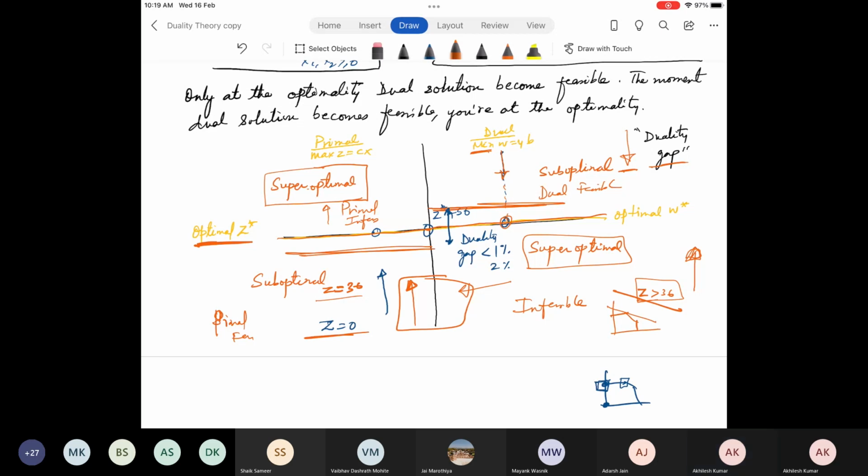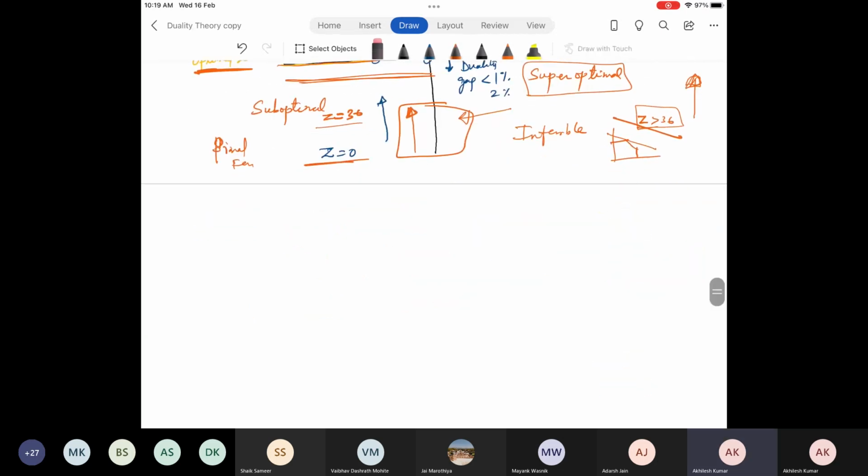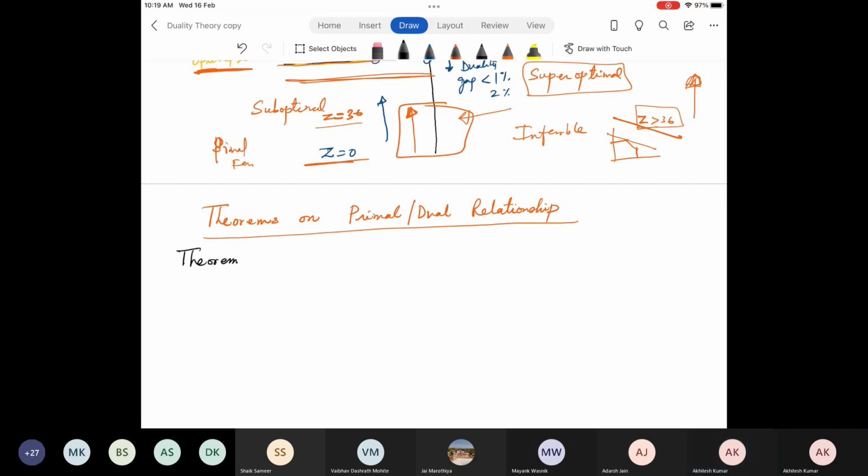Now I will tell you theorems on primal dual relationship. They are very important. As I said, they are of a lot of interest when we are trying to solve a large scale problem. So the first one, theorem 1, is called the weak duality theorem.